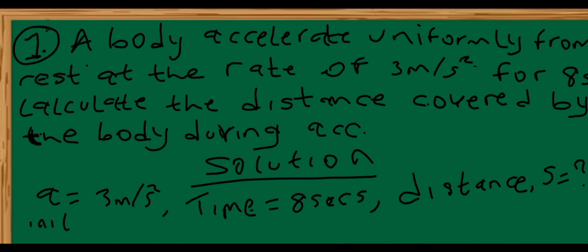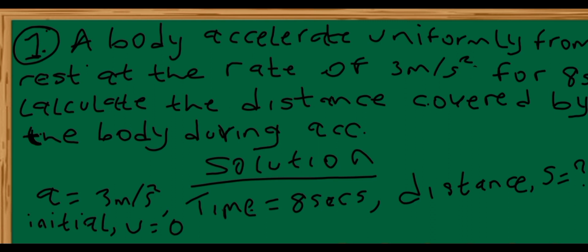So now distance is what we are looking for. Now they give us an initial. Say bodies accelerate uniformly from rest. That means the initial will be equals to 0 because the body at rest means it is not moving. It is at 0 position at that moment. When it moves, then we cannot see it move as 2 meters per second or 3 meters per second. But now it is at rest.